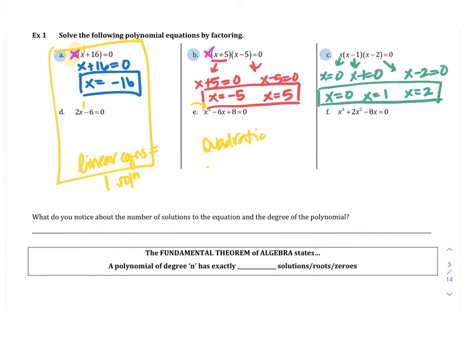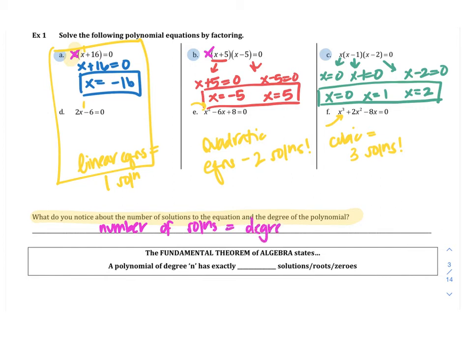Quadratic equations have 2 solutions. And notice cubic equations, you've probably figured this out, have 3 solutions, okay? And so what do you notice about the number of solutions to the equation? Okay, and the degree of the polynomial. And the big idea is that the number of solutions equals the degree of the polynomial.